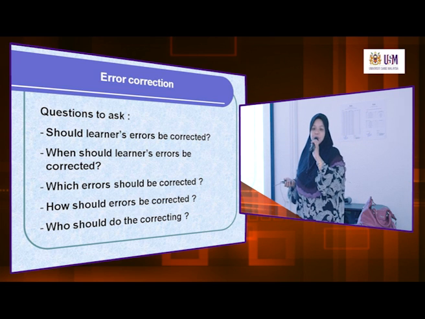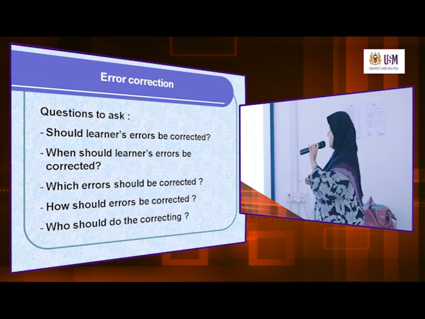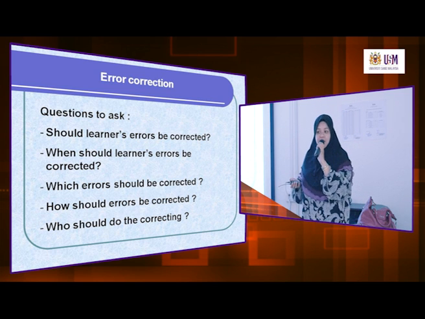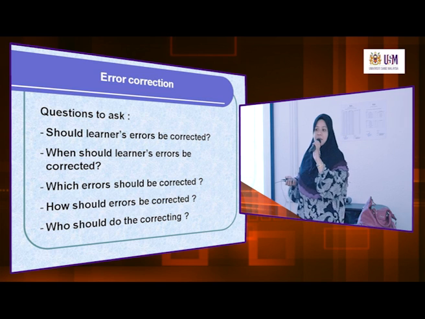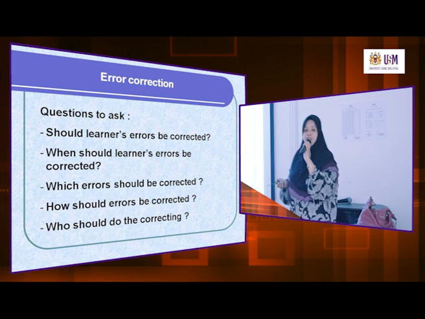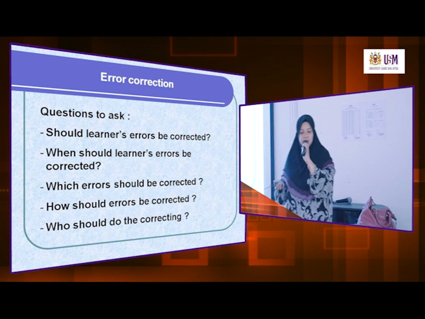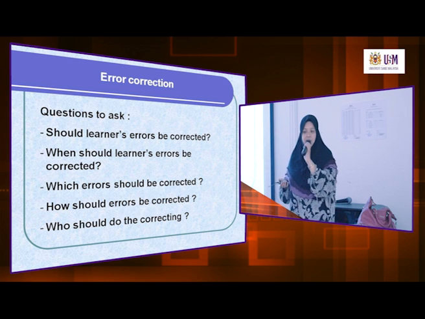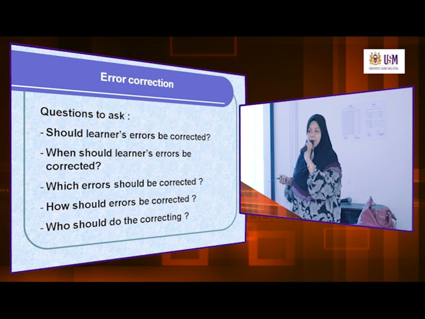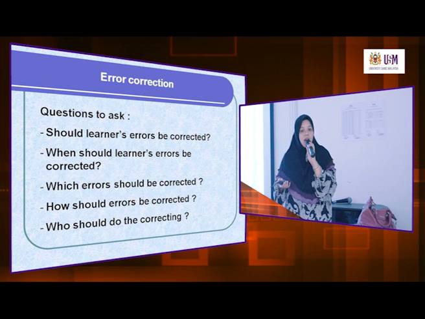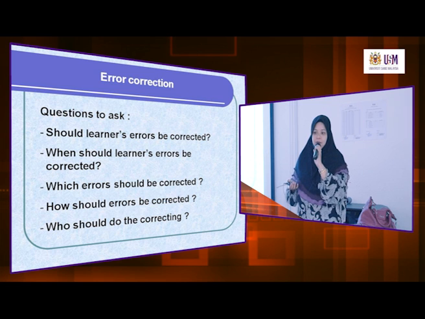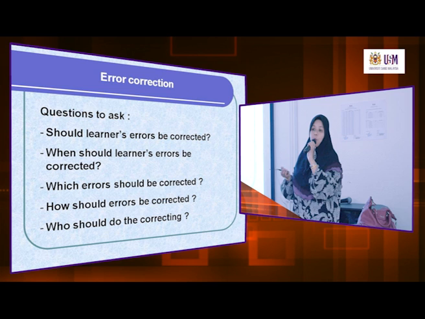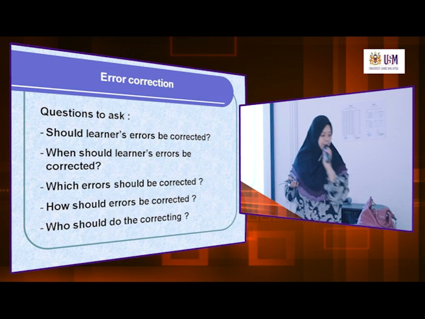Which errors should be corrected? The next question is, which errors should be corrected? Do you correct everything? Do you correct just the meaning? Do you correct just the verbs? Just the sentence structure? Just the syntax? You have to answer that as well. How do you do that? Through looking at your learning objective. What is the focus of your lesson that day? Then you will know which to correct. Okay?